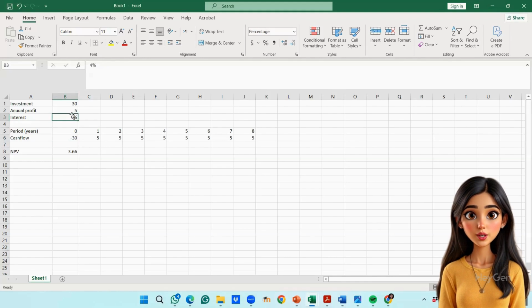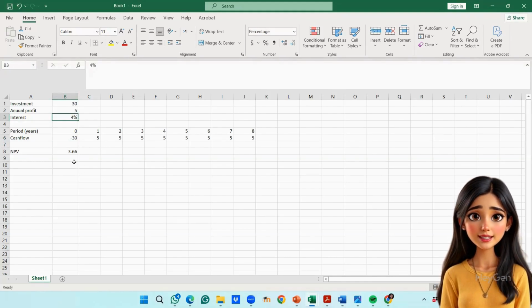And that's the whole process. By setting up the spreadsheet this way, I can instantly see whether opening the pizzeria is a good idea or not, just by adjusting my inputs.